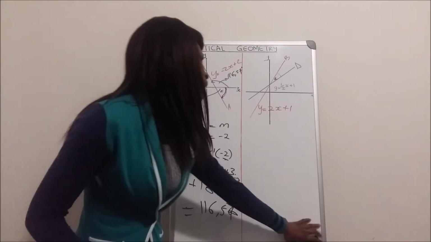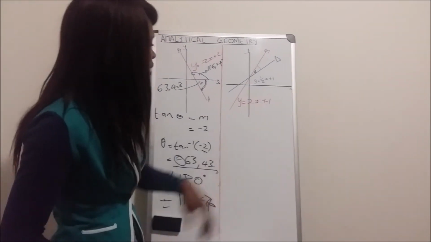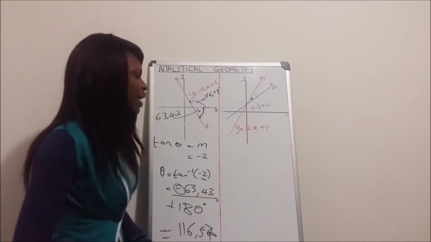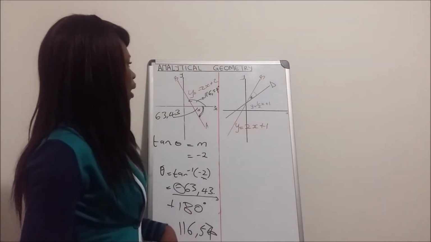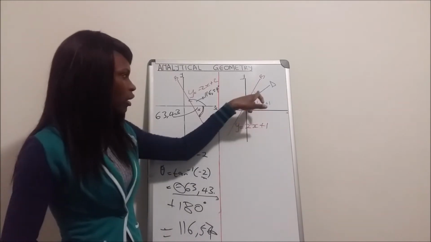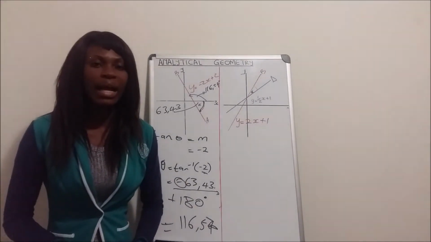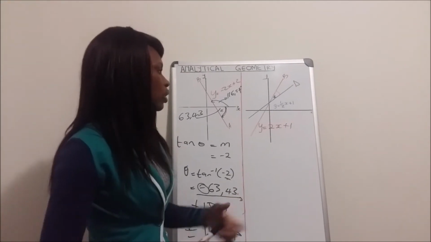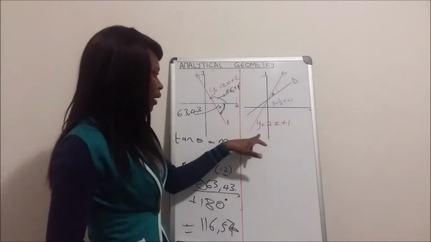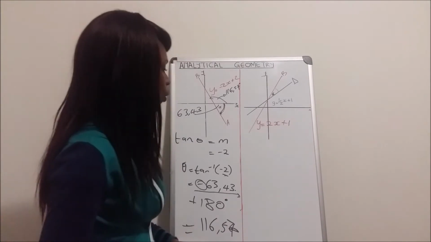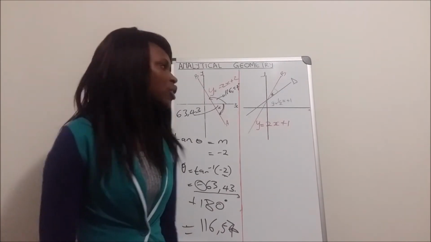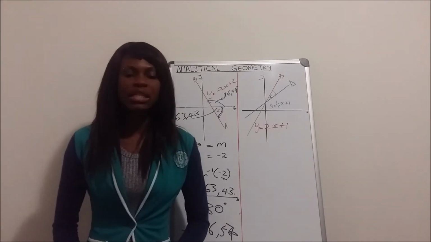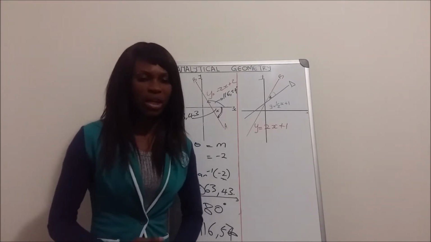Let's move to the second example, where we have two straight lines, G and Y. We are asked to find the angle between straight line G and straight line Y. We are given the equations of the two straight lines: y equals 1/2x plus 1 for G and y equals 2x plus 1 for the straight line Y.